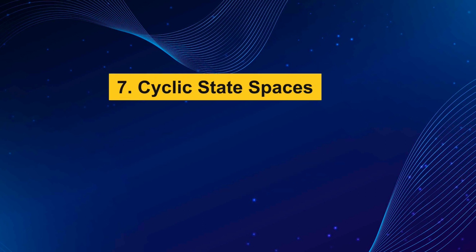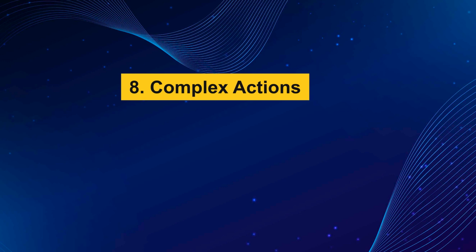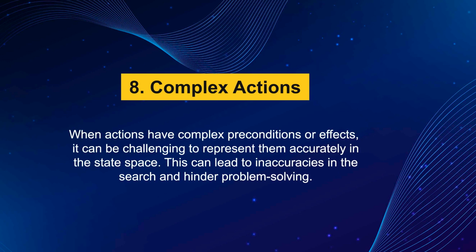Next is cyclic state space. Some problems have cyclic state space, making it challenging to detect and avoid revisiting the same states. This can result in infinite loops in the search process. Next is complex actions. When actions have complex preconditions or effects, it can be challenging to represent them accurately in the state space. This can lead to inaccuracies in the search and hinder problem solving.